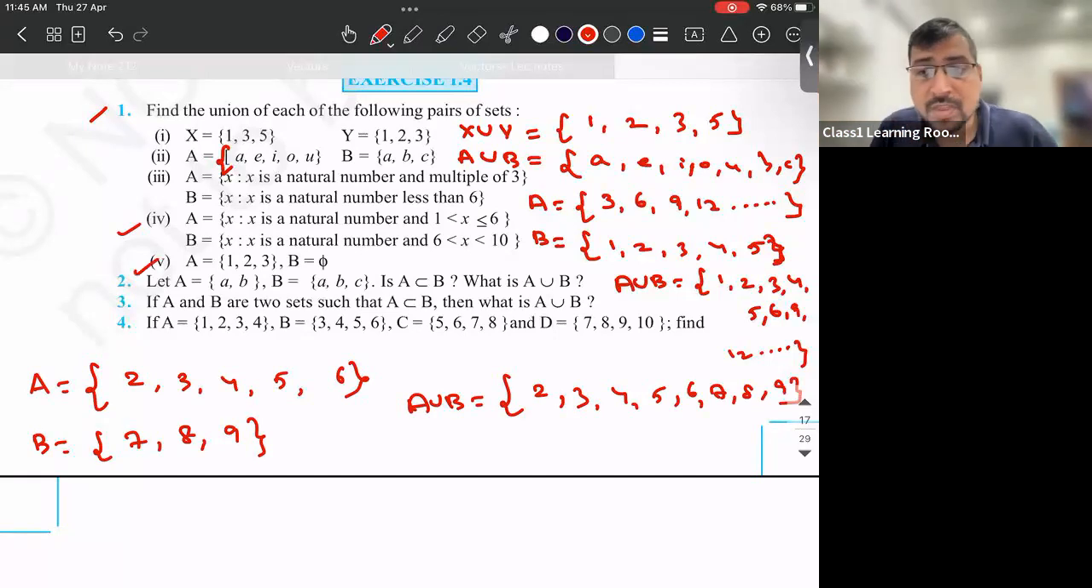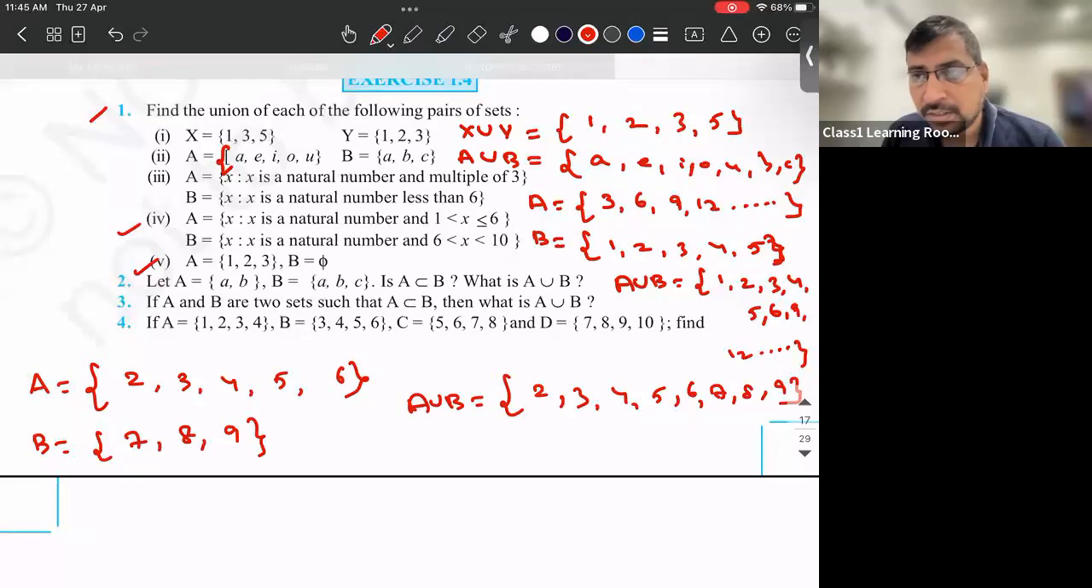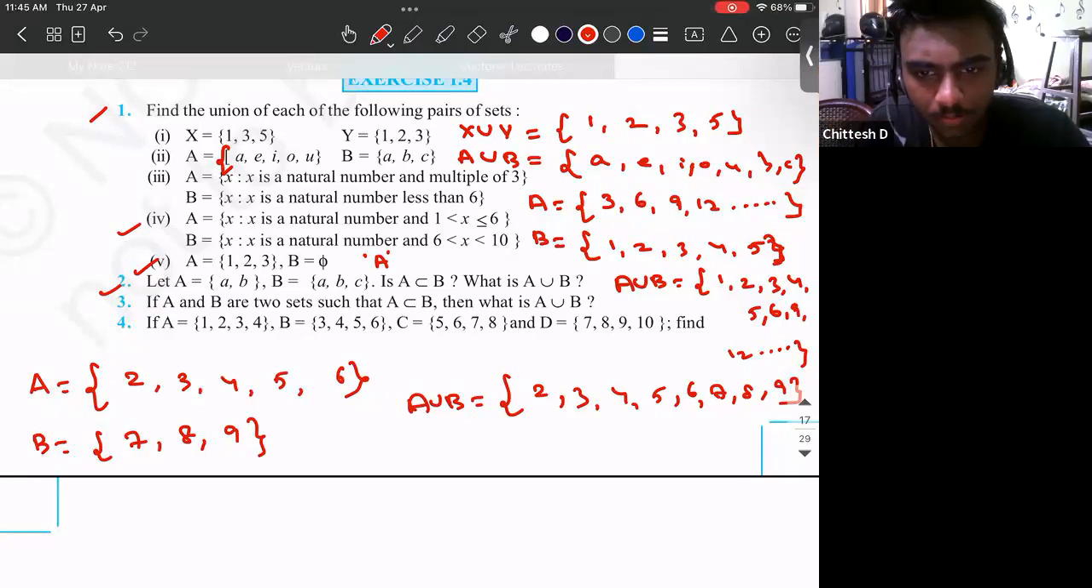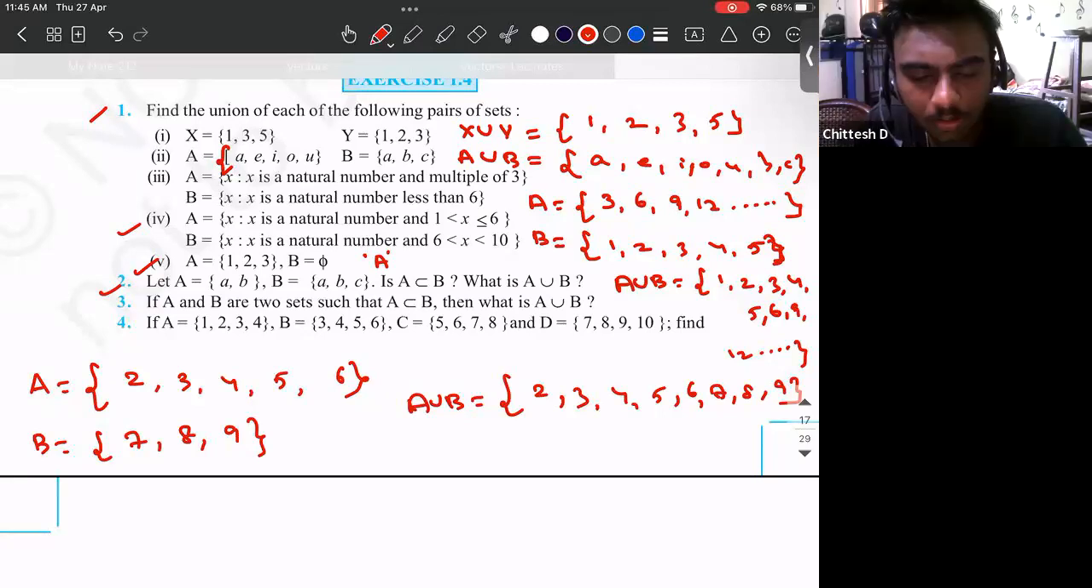Ananya, easy one. 1, 2, 3. Because A union null set is A. Correct. So you'll get A itself, which is 1, 2, 3. So second one. Chitesh, tell me. A is equal to A comma B. B is ABC. Is A a subset of B? You know what is subset? Okay. Is A a subset of B? Yes, sir. A is a subset of B. Then what about A union B? A, B, and C. Set B itself.